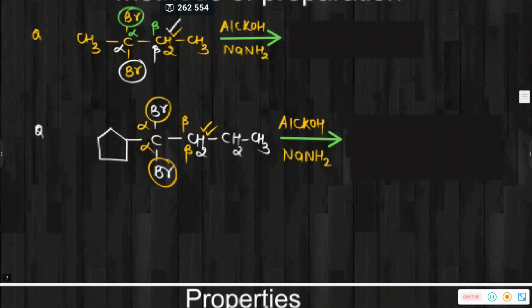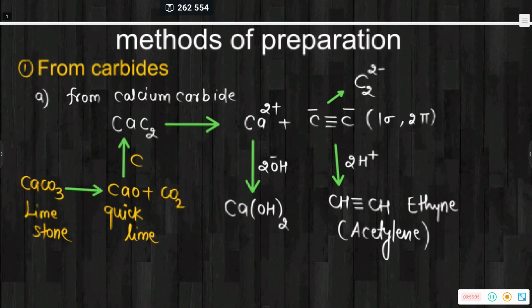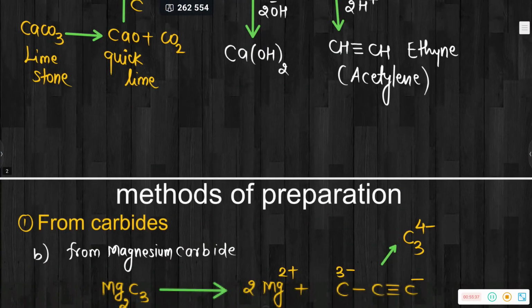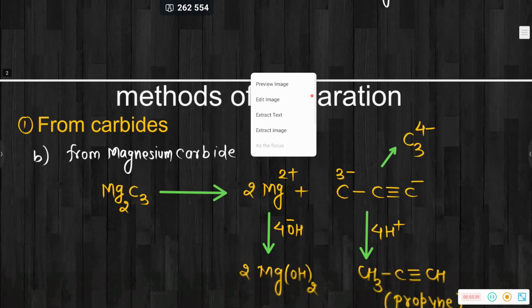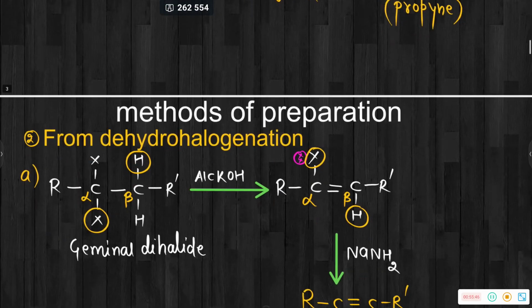See, I am writing here. If you use magnesium carbide, what will form? Calcium carbide gives ethyne, which is called acetylene. If magnesium carbide is used, propyne will form. I already said this at the time.